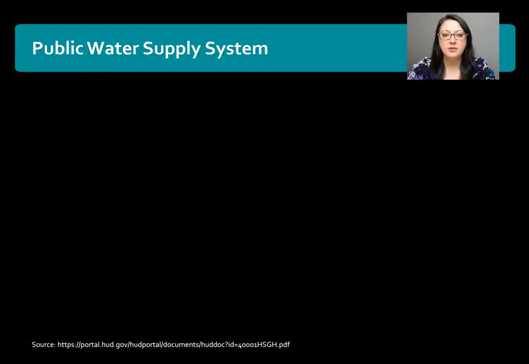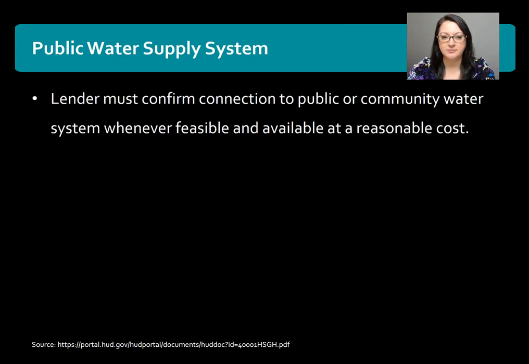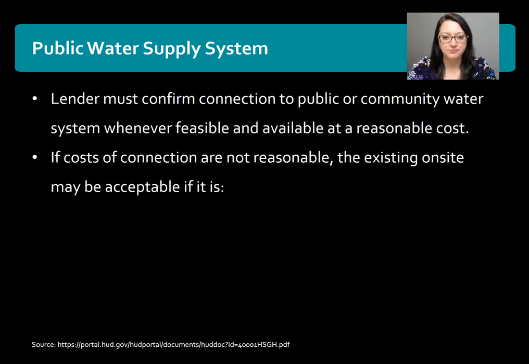All right, so let's talk about the public water supply system. A lender must confirm that there's a connection to public or community water systems whenever feasible and that they're available at a reasonable cost. So what that means is if you have a situation where a borrower is not connected to a public or community water system, maybe they're on a well system, it doesn't mean that they automatically have to get connected to that unless the cost to do so is reasonable.